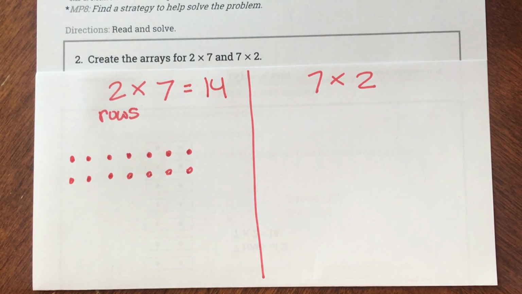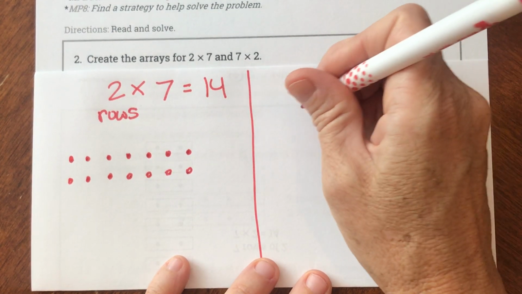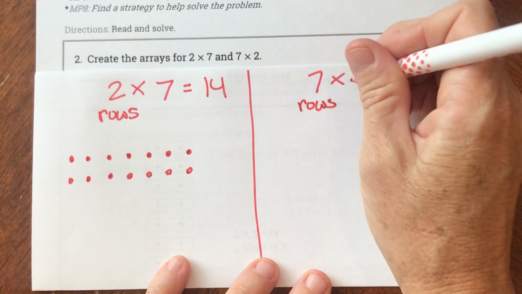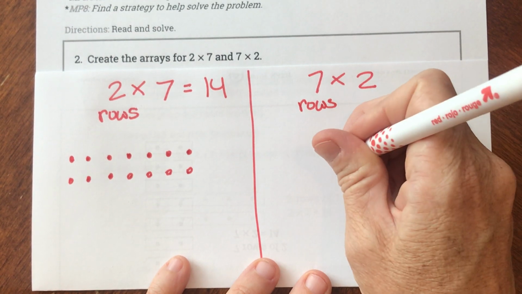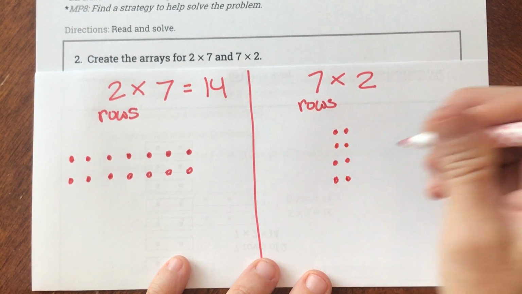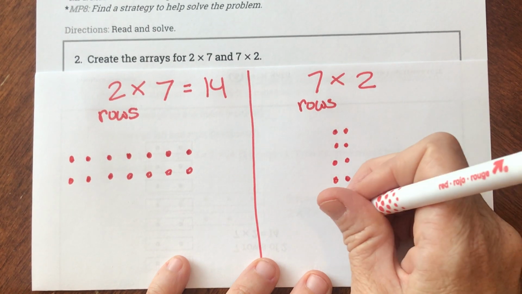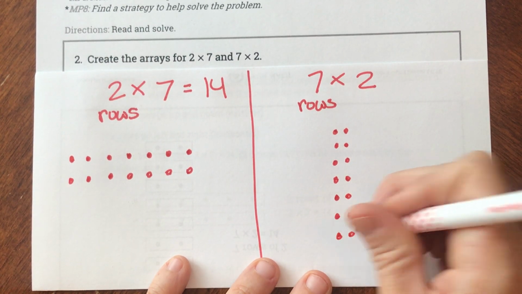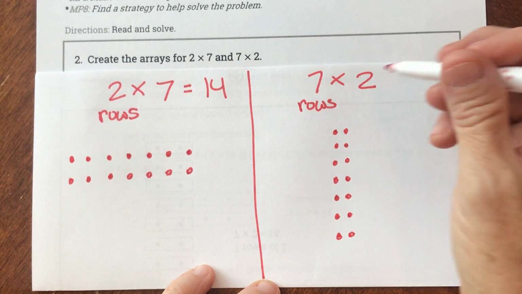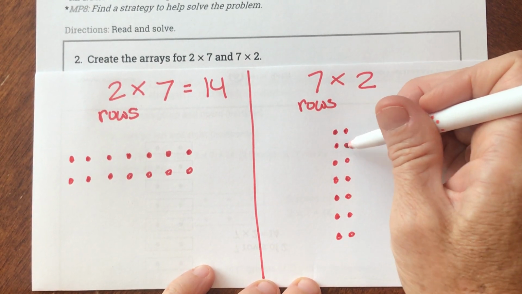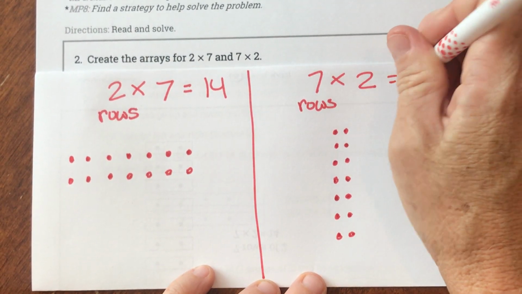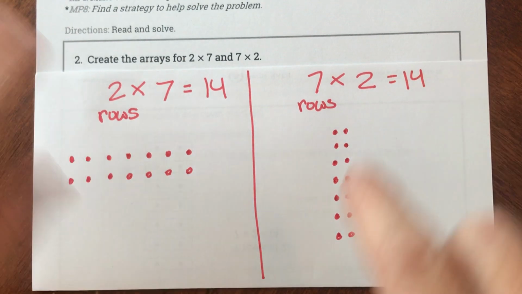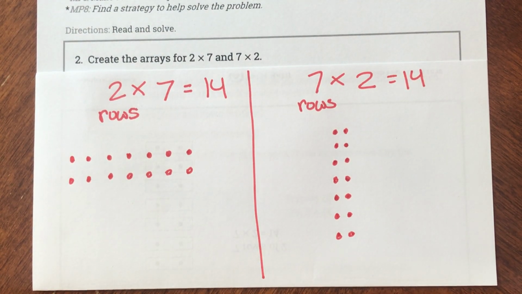I have 14. Okay, this one says I have 7 rows of 2. So 1 row of 2, 2 rows of 2, 3 rows of 2, 4 rows of 2, 5 rows of 2, 6 rows of 2, 7 rows of 2. Okay, so let's count these. Ready? 1, 2, 3, 4, 5, 6, 7, 8, 9, 10, 11, 12, 13, 14 again. So again, I have the same product. The same product. Okay, so let's try some together.